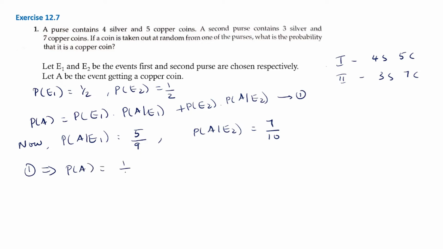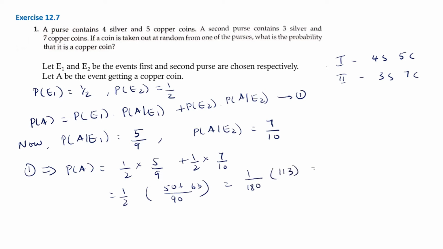1 implies probability of A is equal to half into 5 by 9 plus half into 7 by 10. So this is half into, LCM is 90, so 50 plus 63. So it is 1 by 180 into 113. So it is 113 upon 180. So the probability that it is a copper coin is 113 upon 180.